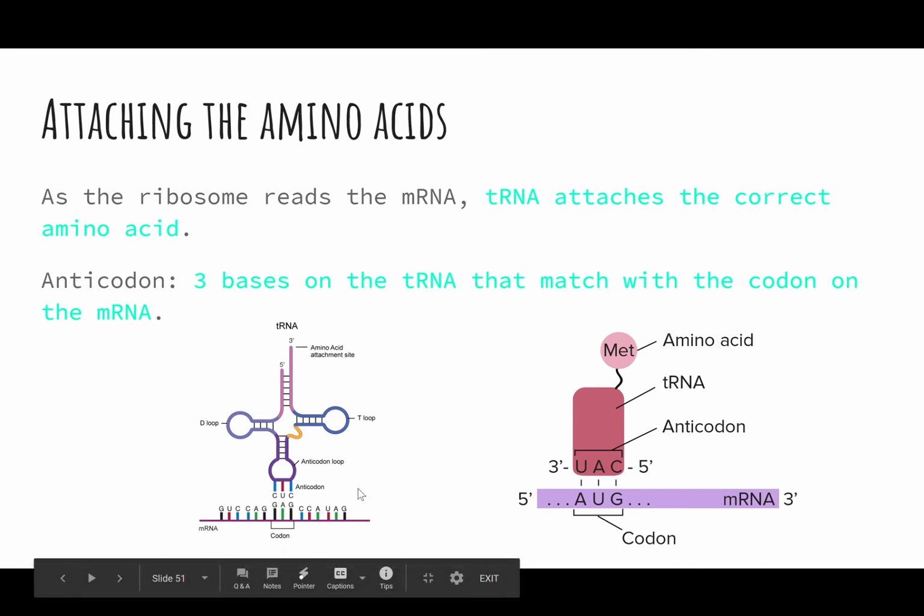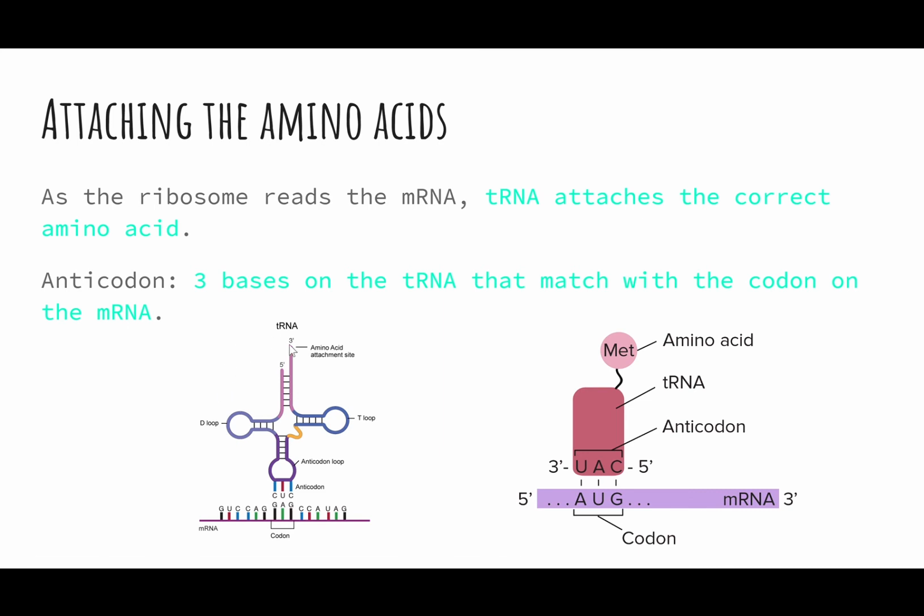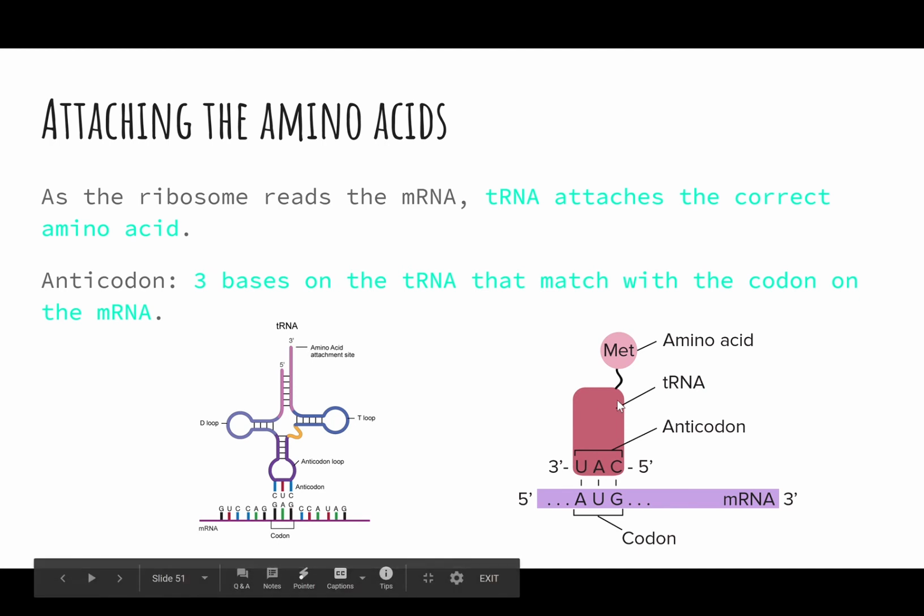So look at this picture here. At the very bottom of this tRNA, we have the anti-codon. You can see here, it's going to match up letter by letter to the codon on the mRNA. So if the mRNA codon is GAG, then the corresponding anti-codon will be CUC on the tRNA. The tRNA is going to find the codon that it is matched up to, and that is how the ribosome can put the amino acids in the correct order and then bind them together.